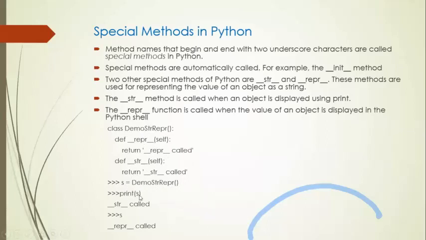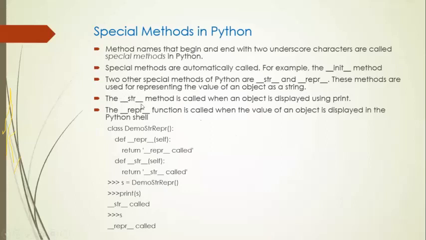So now print of S. The object S is representing this class. So it is going to call S underscore underscore str function. When the print method is used, this special function underscore underscore str is called. When the shell is displaying this object, then it is going to call the special function underscore underscore repr. So these are some special functions which are available in the Python programming language. Okay, this is how they are going to work.